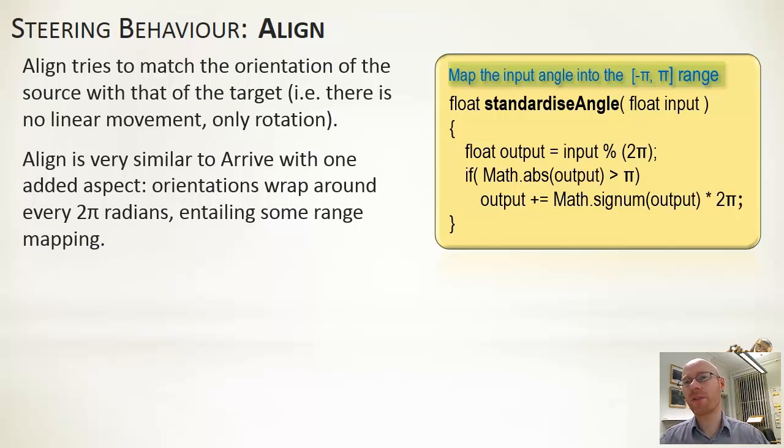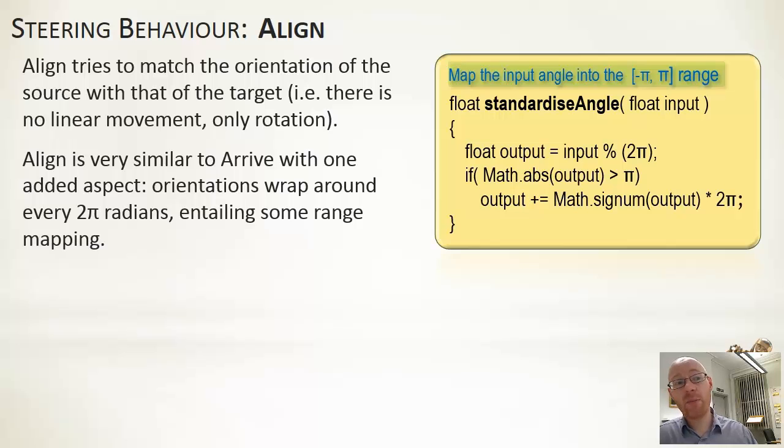Because of that, we'll want to standardize our angles to put them in the, here we're standardizing to the minus 180 to 180 range. And it just gives us a way of working out actually how far apart the two angles are when we put them into the same standardized range. So that will be the one complicating factor.